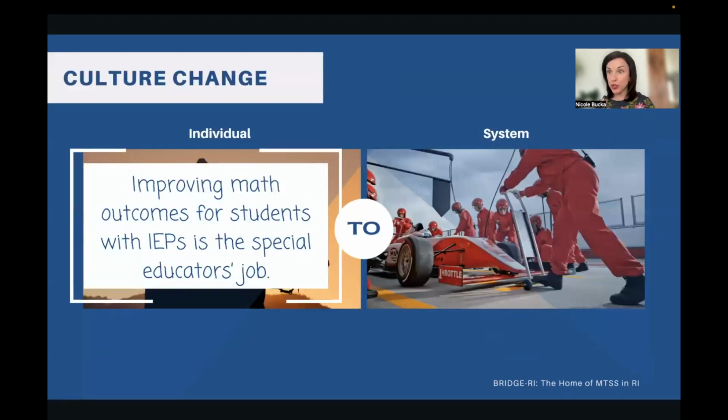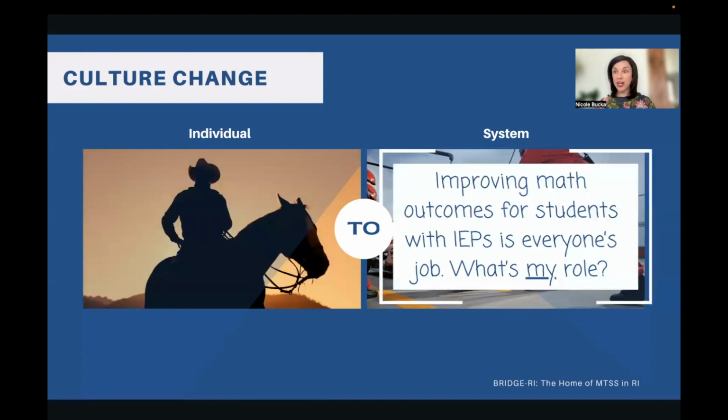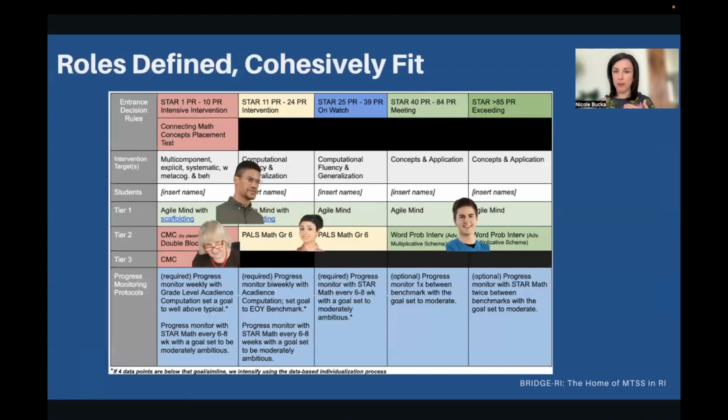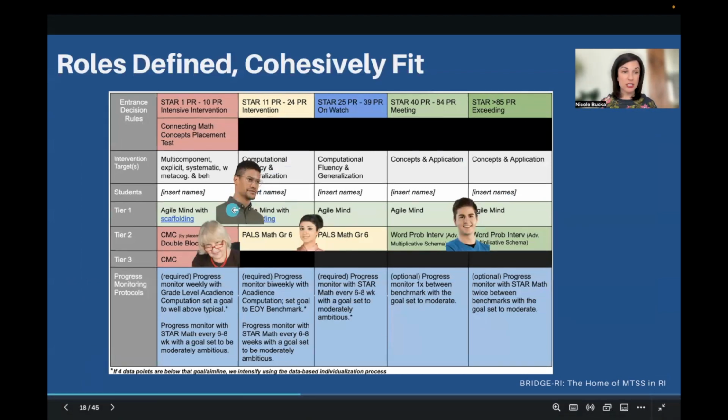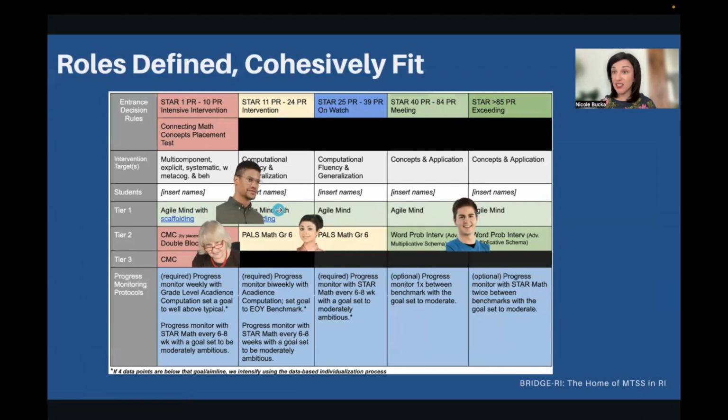Okay, so what's the first culture change we're illustrating? We want to go from cowboys, improving math outcomes for students with IEPs is the special educator's job, to a system, a pit crew. Improving math outcomes for students with IEPs is everyone's job. What's my role? So here you can see the map helps us define roles, so things cohesively fit. If Mr. Perez is the tier 1 teacher, he knows, ooh, these are the 7 kids I need to scaffold for. I have to watch them closely. Those are my kids that really need some monitoring. And I'm probably going to have to collaborate with the special educator to know what that looks like.